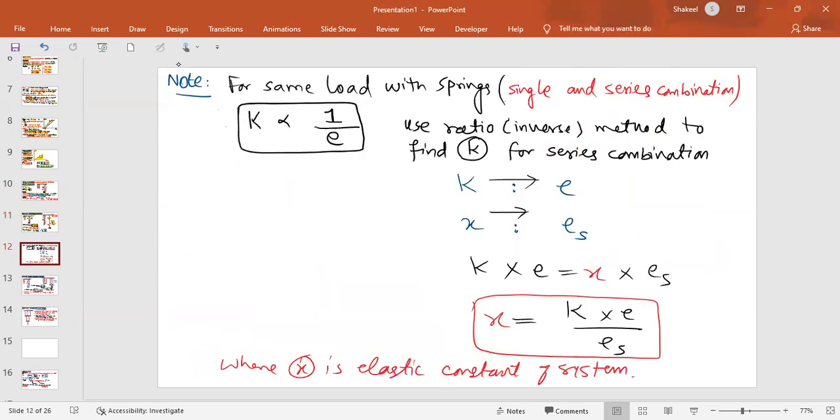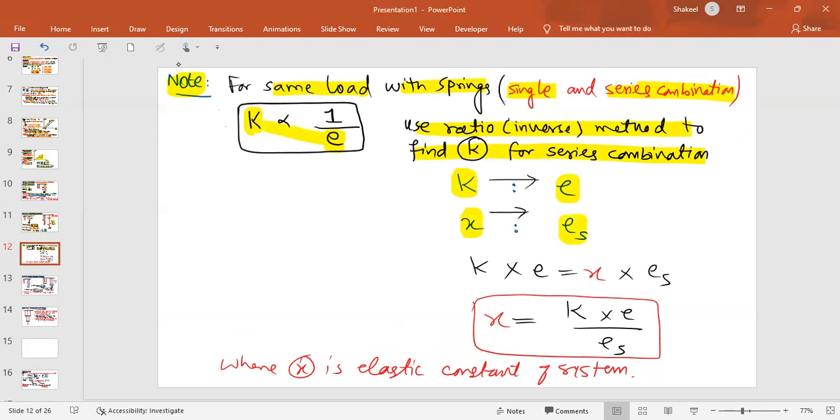Okay, you have to note one thing: if you use the same load with the single spring and the series combination, then K is inversely proportional to E. So you can use the ratio method to find the value of K for the series combination, for which we have done the work in the previous slide. For the single spring, the elastic constant was K and its extension was E. For a series combination of two or more springs, we have to find its spring constant, and its extension is Es.